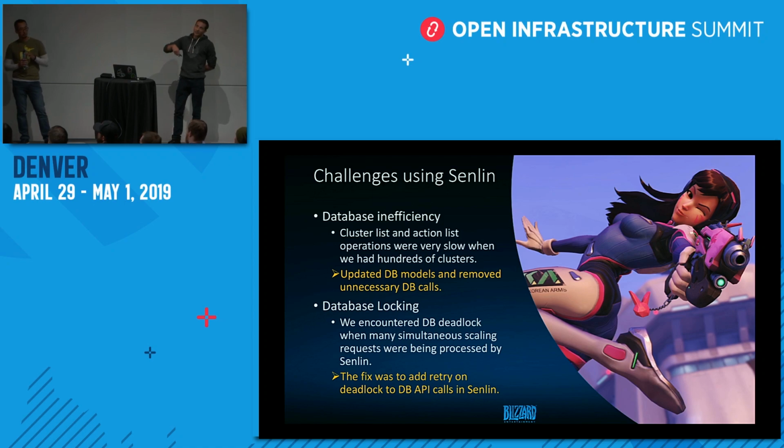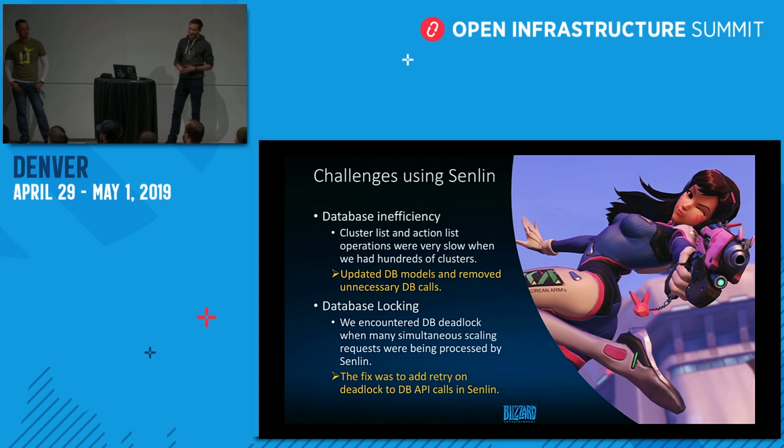So we faced a lot of challenges when we started using Senlin and scaling it up to enterprise scale. There's a major database inefficiency. Cluster list and action list operations were extremely slow when we had hundreds of clusters. Some of those requests would take hundreds of seconds, if not forever, to return. So we updated the DB models, removed unnecessary DB calls, and we reduced some of those calls by 1,000%. That might sound like I'm speaking hyperbole. I'm not. It was 1,000%.